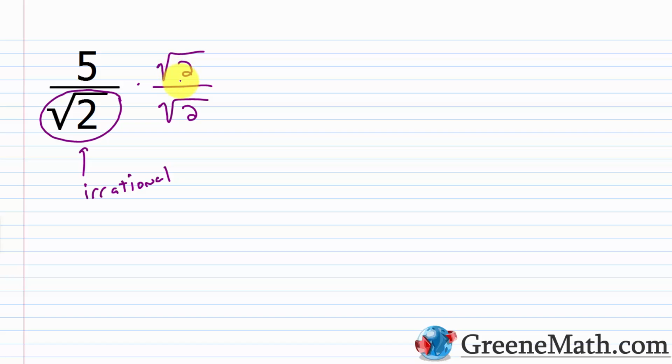The first thing is the square root of 2 over the square root of 2 represents the number 1, right? It's just a complicated form of 1. I can always multiply by 1, and I leave my number unchanged. So I'm not doing anything illegal.